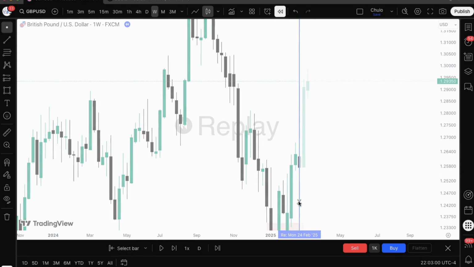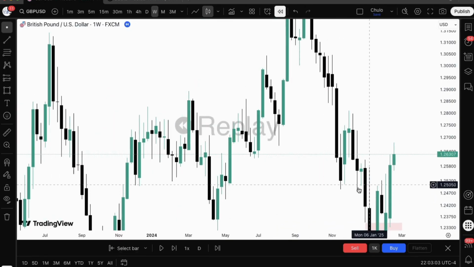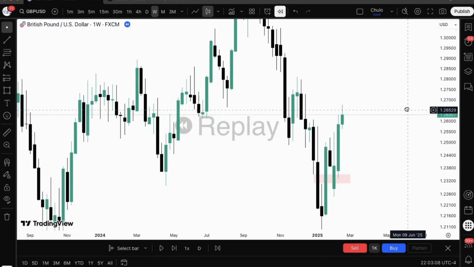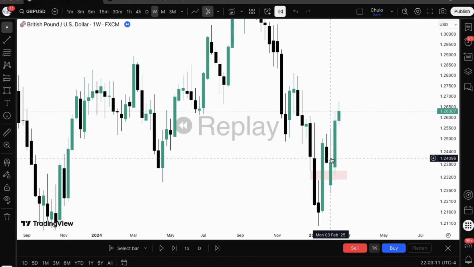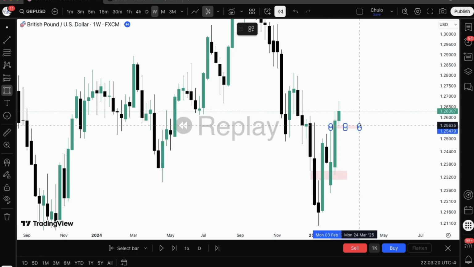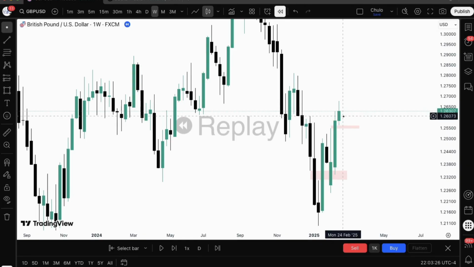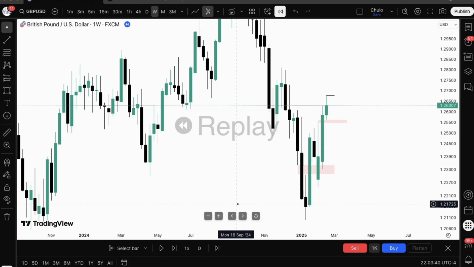Let me do it in a way to be clear for us. So we have this 1, 2, 3, and we have our internal range liquidity here. So I'm expecting price to come inside this internal range liquidity and seek external range liquidity. So we have our external range liquidity here, this high. So let's see what happened.